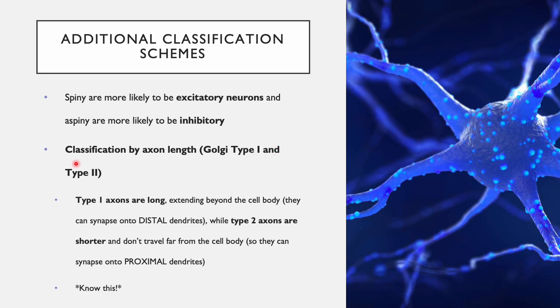Again, we've already talked about how neurons can be classified by their length, and you need to know what Golgi type 1 versus type 2 neurons are. Remember that type 1 axons can extend to several different areas of the brain, so they can synapse onto something called distal dendrites, where type 2 axons are shorter, such as on the stellate cell, and they don't travel far, thus they synapse onto proximal dendrites. And so this is very important for understanding the projections of neurons throughout the brain.